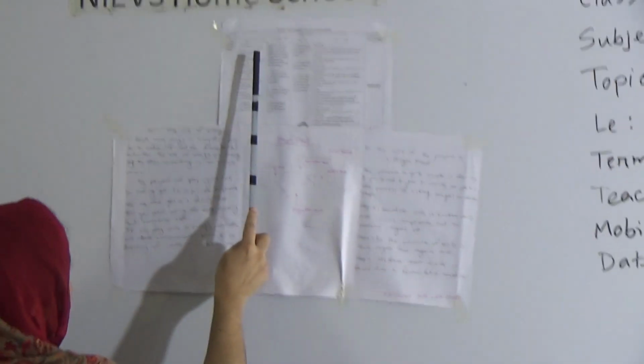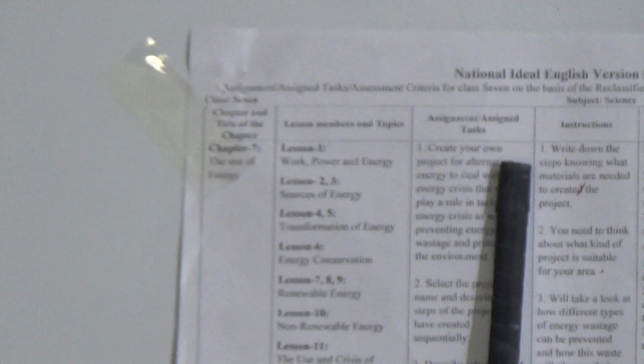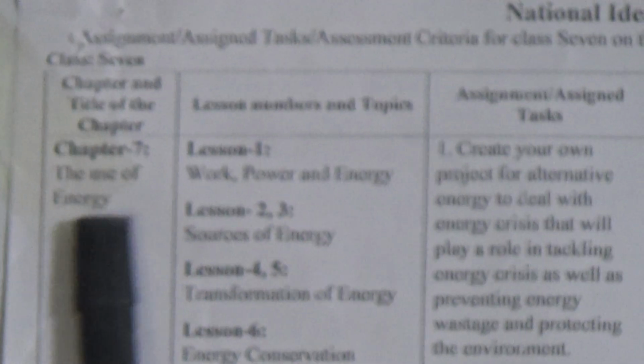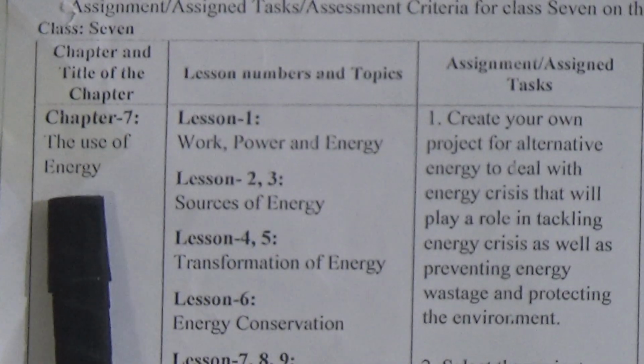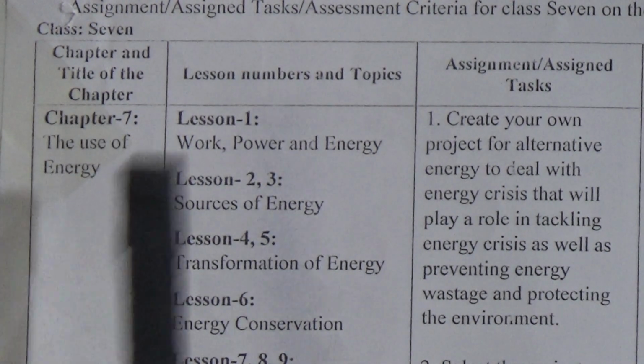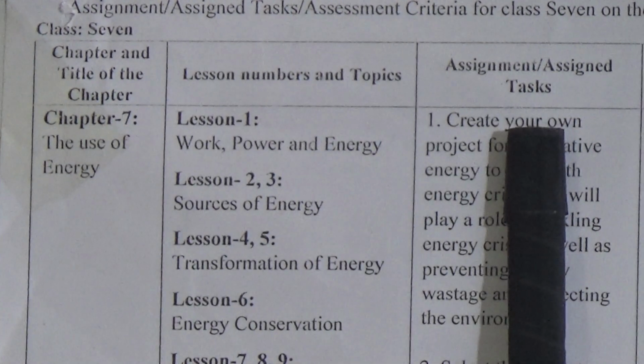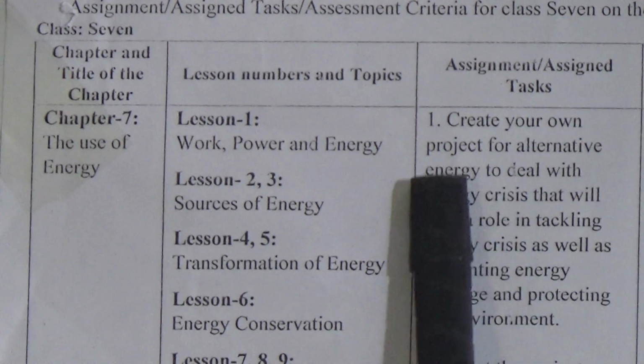First of all, we will see the questions. Your assignment. This assignment belongs to chapter 7. The chapter name is the use of energy. The use of energy, and your assigned task is number 1.